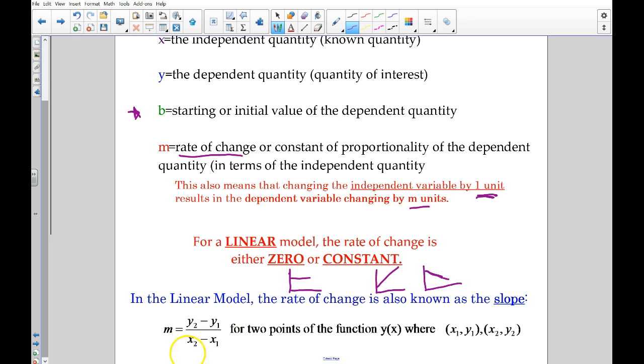And then, as a little reminder on how to compute slope, it's going to be the difference in the y-coordinates in the numerator over the difference in the x-coordinates in the denominator. That would be for two points, x1, y1, and x2, y2.